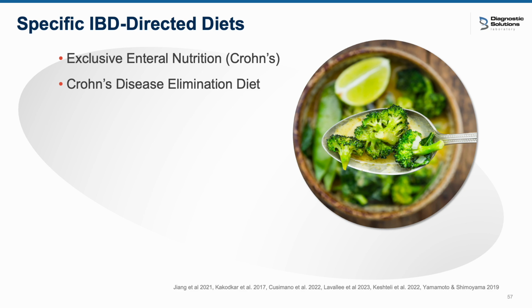So medical diets would be exclusive enteral nutrition, which is shown to be really effective, as effective and sometimes more effective than steroids in Crohn's disease, especially in children. And then an extension of EEN, or exclusive enteral nutrition, is the Crohn's disease elimination diet, which is partially EEN and partially a low allergen diet. So it's also been shown to be effective in maintaining remission and, much less frequently, achieving remission.